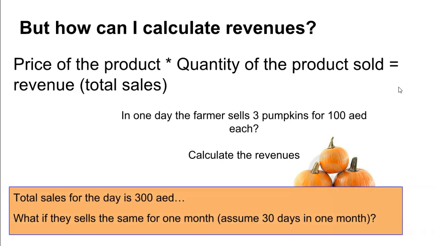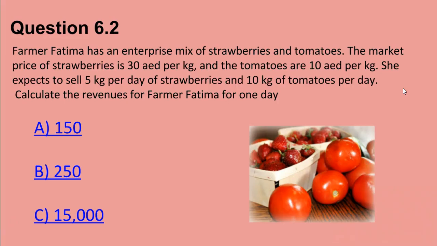Correct, 3 times 100. And now we want to know, okay, well, what if they sell every single day in 1 month, 3 pumpkins, and we assume that there's 30 days in 1 month calendar. So how much is my total sales or my total revenue for the month? 9,000. So 300 times 30, I have 9,000, or I have 100 pumpkins and 90 pumpkins per month, 3 per day. So think about that math for a moment.